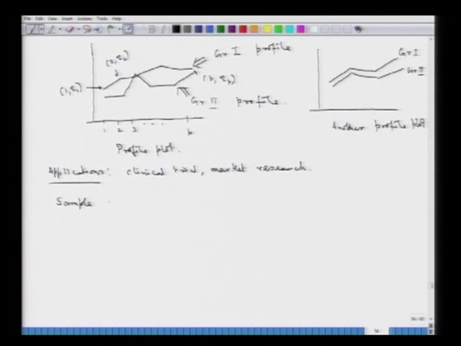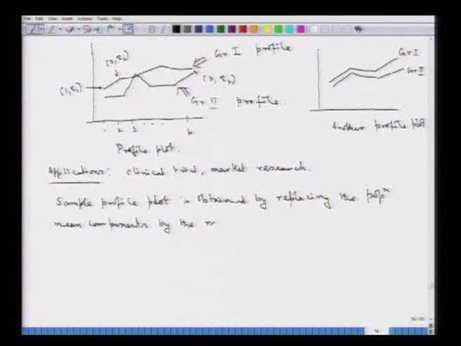The sample profile plot is obtained by replacing the population mean components by the respective computed sample mean components.